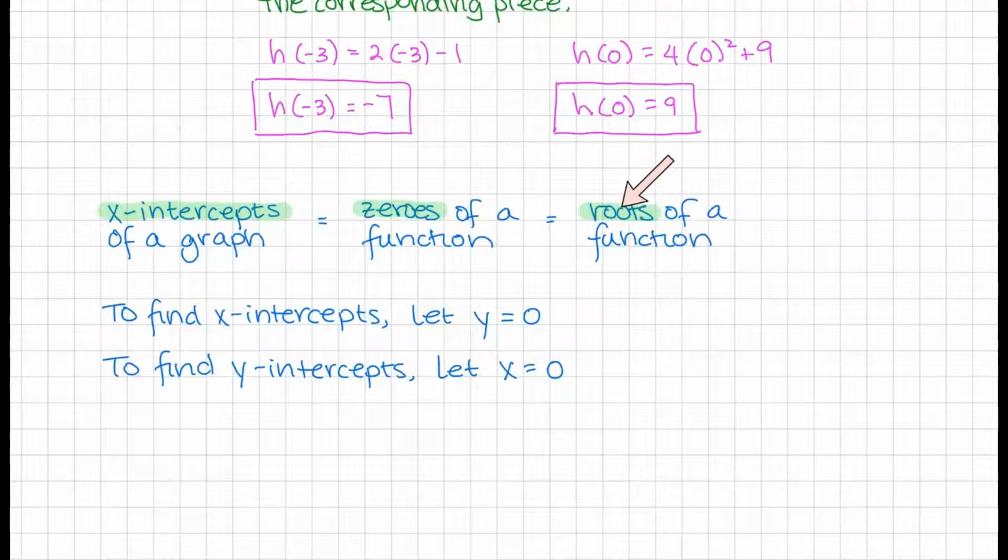In fact, on the TI graphing calculators, there is a place where you can ask it to find the zeros of the function. And in previous versions of the calculator, it used to say roots of the function. They mean exactly the same thing. And remember, to find x-intercepts, you let y equal 0. To find y-intercepts, you let x equal 0.